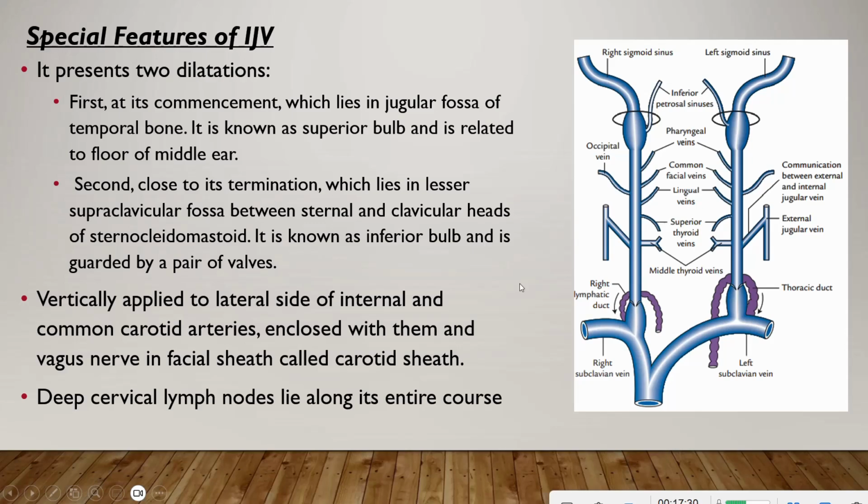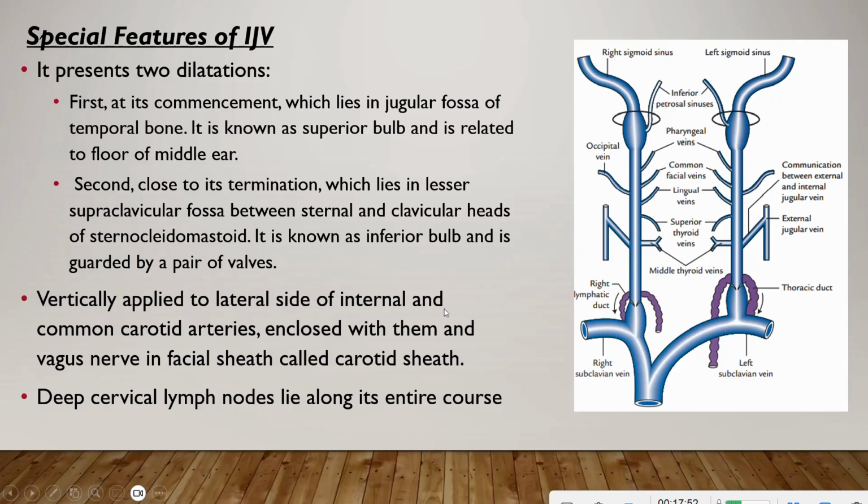Second, close to its termination, which lies in the lesser supraclavicular fossa between the sternal and clavicular heads of the sternocleidomastoid, it is known as the inferior bulb, and it is guarded by a pair of valves. Okay, you can see the valve here, so that the blood coming from above downwards will not return back.